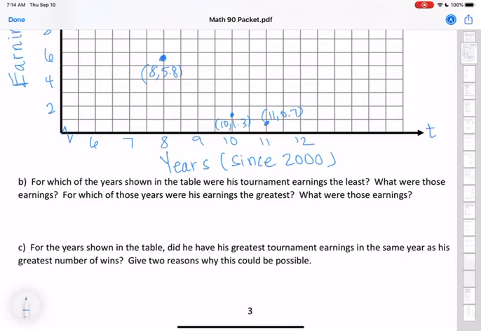Okay, so the lowest, I think that looks like the year 2011, right? So 2011, and what was it? It looks like that was the $0.7 million. And then the greatest one looks like it was in 2007 at $10.9 million.